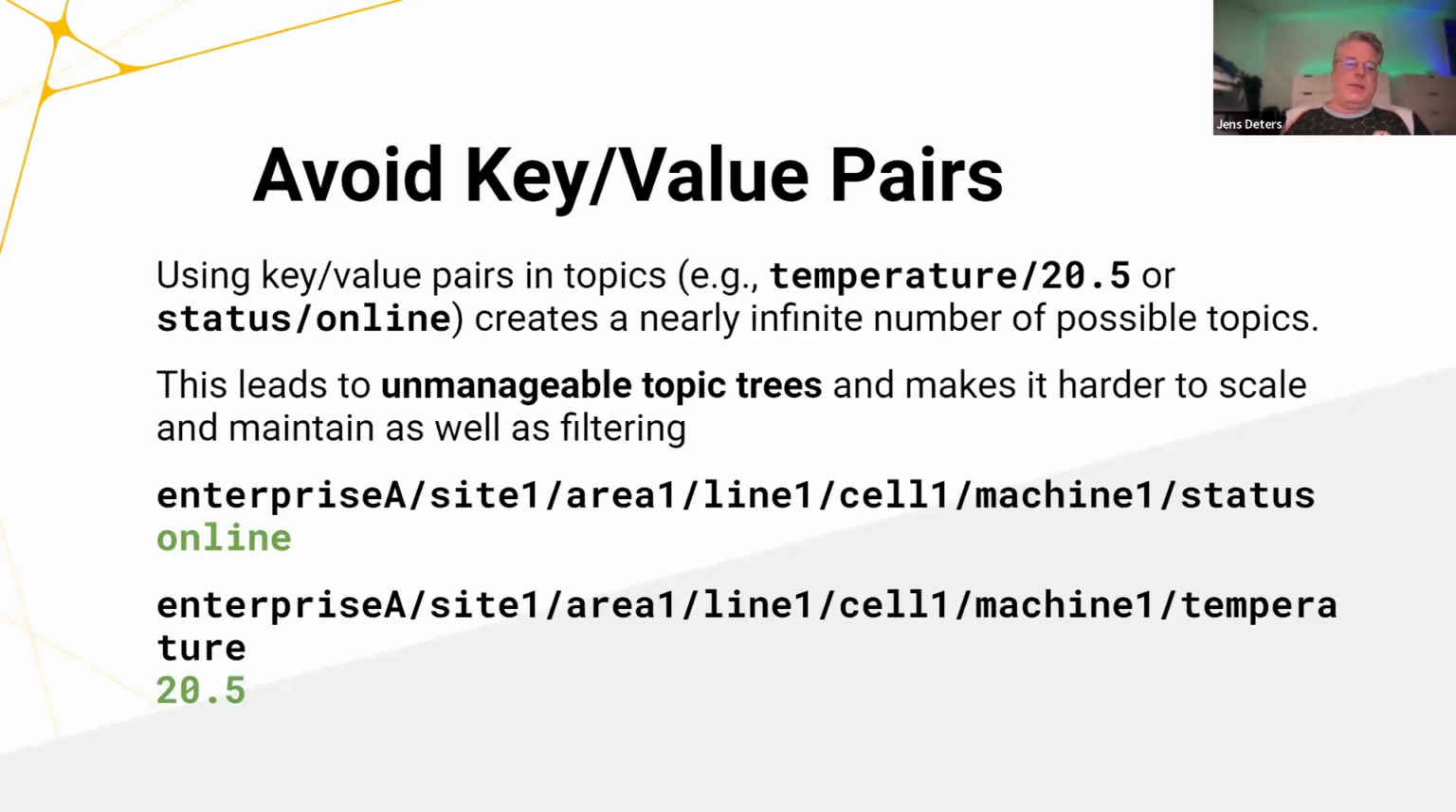So this really leads into unmanageable, huge topic trees. You should really go for setting the value, like status or temperature, in the context of your topic, and then use the payload for the actual value.